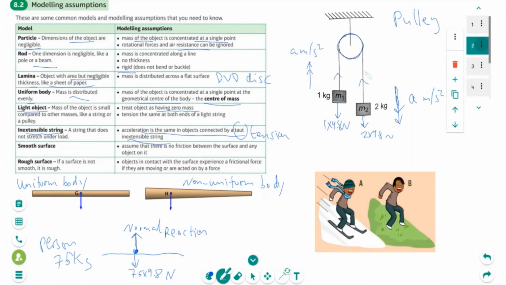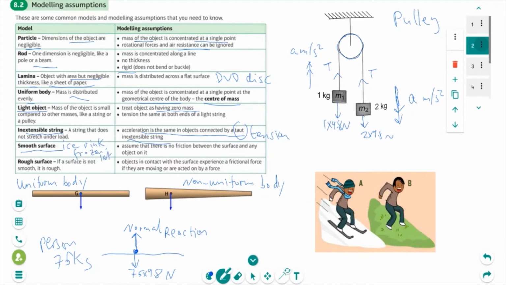Okay, smooth pulley. You'll see later on in chapter 10 how to deal with this situation. Surface which is smooth. If you're going to model something as a smooth surface, you're talking about maybe something like an ice rink. An ice rink would be an example. You go ice skating, or maybe a frozen lake, for example.